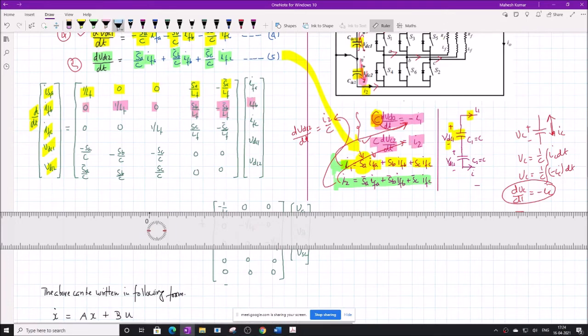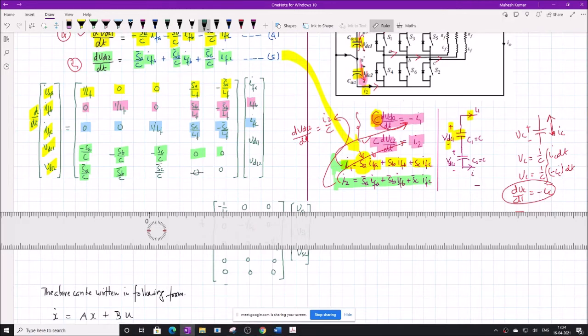The third one is for IFC: dIFC/dt = 0, 0, 1 by LF, SC by LF, minus SC bar by LF for IFC. And the fourth one is VDC1. So dVDC1 by dt equal to, you can see from equation 4 here, minus SA bar by C, minus SB bar by C, minus SC bar by C, 0, 0, and for VDC2 it is SA bar by C, SB bar by C, and SC bar by C, 0, 0.